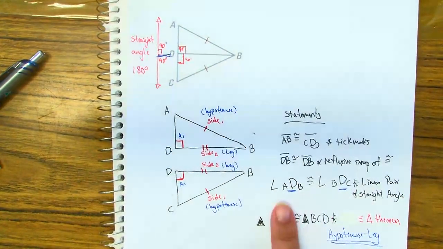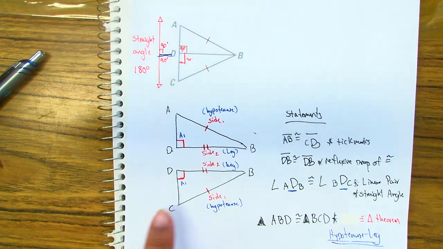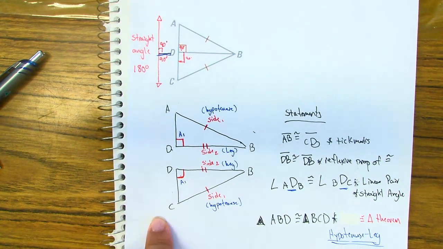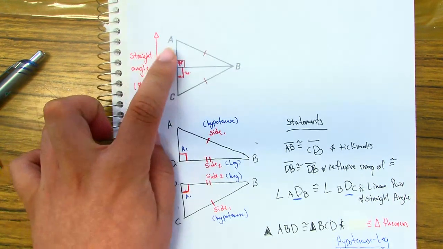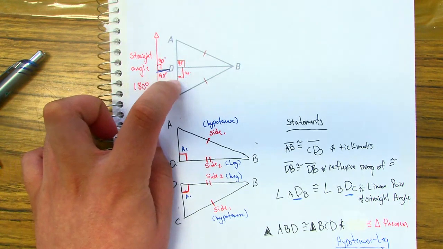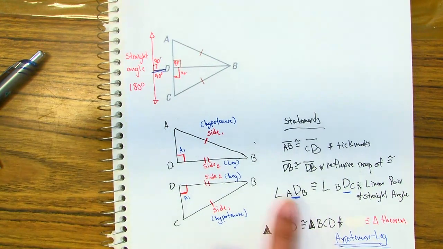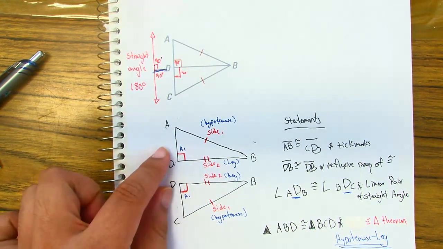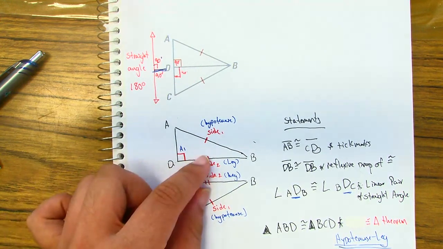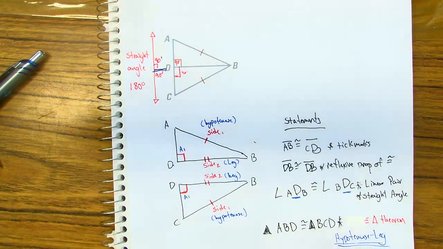Okay. Here, angle ADB and angle BDC are congruent because of the linear pair, straight angle. So if one pair is 90 degrees, then the adjacent angle is also 90 degrees to make it 180. Okay. So they are both congruent because they're both equal to 90 degrees. Since I know that I have one pair of congruent angles, one pair of congruent legs, and a congruent hypotenuse, then I know that is the hypotenuse leg.